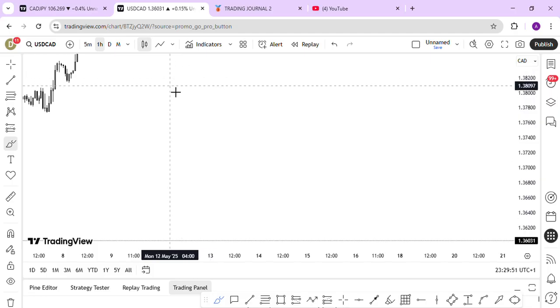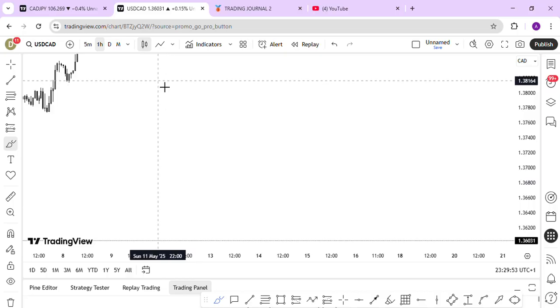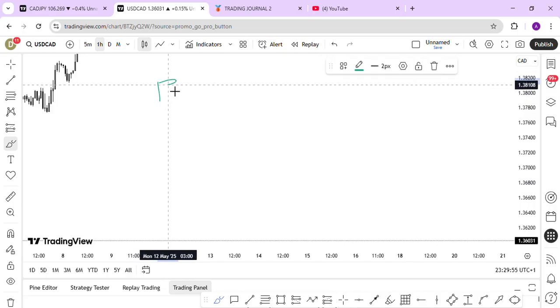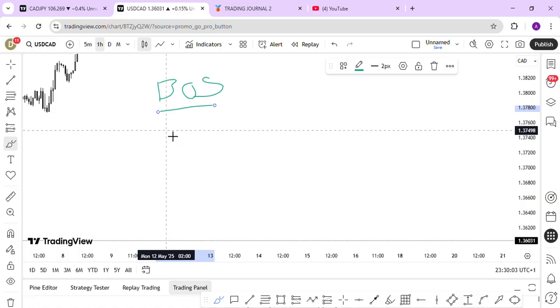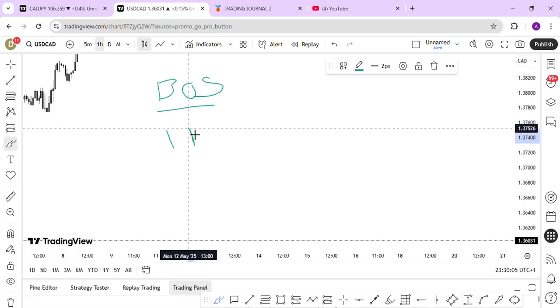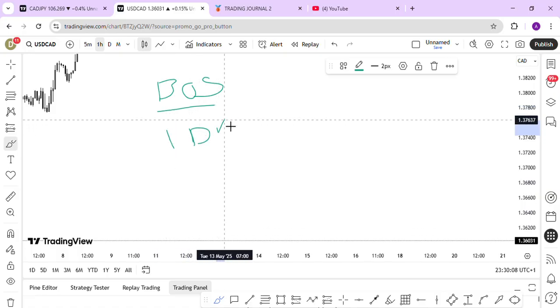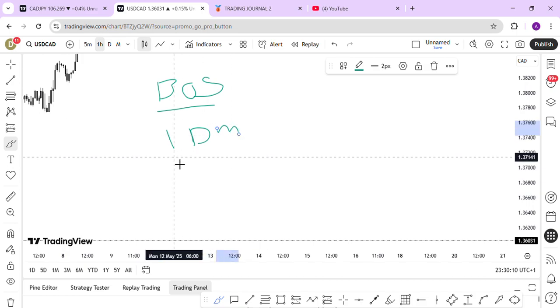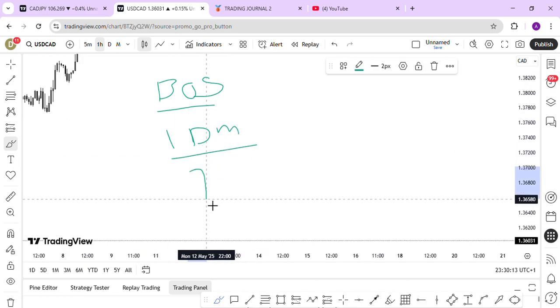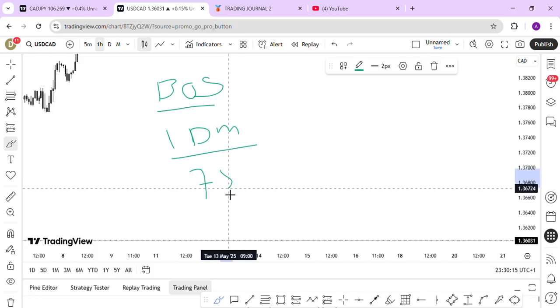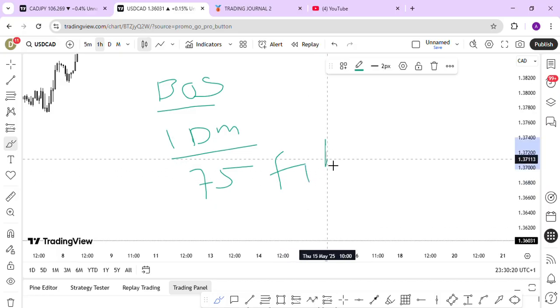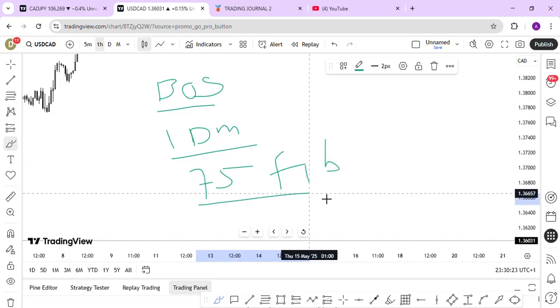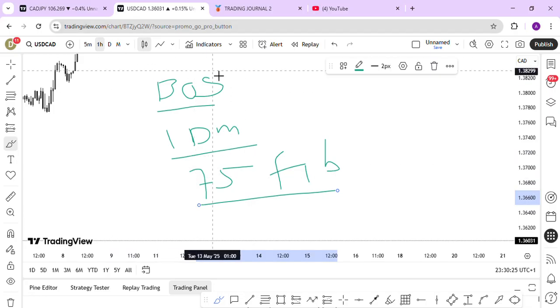So in this video, what we have to take note of is, one, a structure, BOS, break of structure, the one that is valid. Two, we need our IDM. Once you identify your IDM, the valid one, then three, the 75% fib. This is all you need, Fibonacci. Once you have these three, then you are good to go.